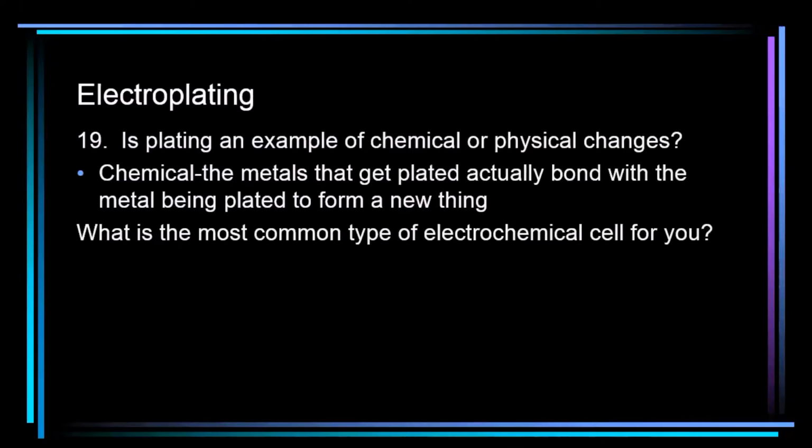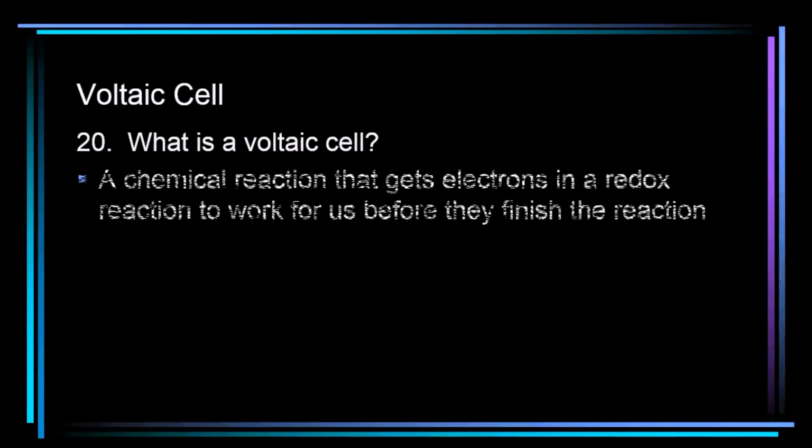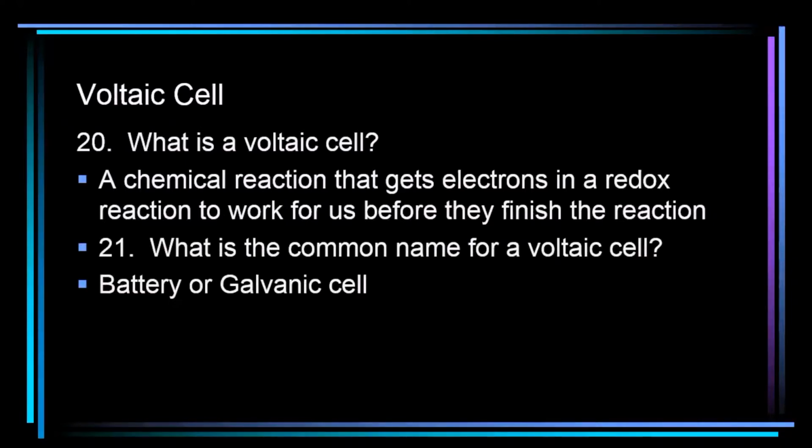The most common type of electrochemical cell is electrolysis. You're used to playing around with things that are a result of electroplating, but you're not used to electroplating. You're used to batteries, or voltaic or galvanic cells. So how does a battery work? What is a voltaic cell? A voltaic cell is a chemical reaction that gets electrons in a redox reaction to work for us before they finish the reaction. The common name for a voltaic cell is a battery.